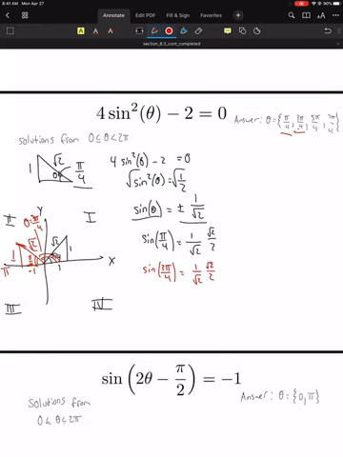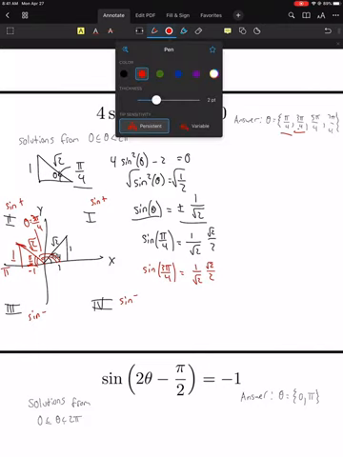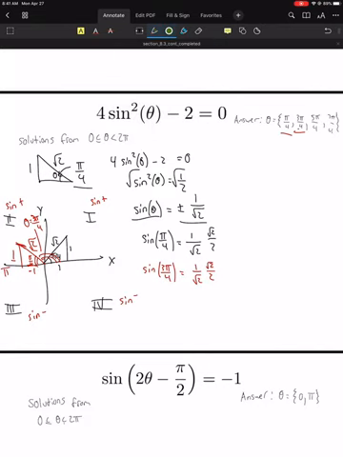You remember that sine is positive in the first and the second quadrant, and sine is negative in the third and the fourth. So we'll move to a third color here. Where else would we find solutions?